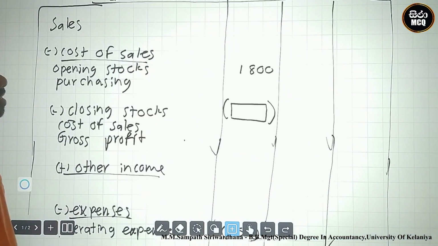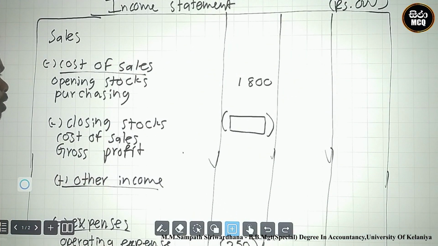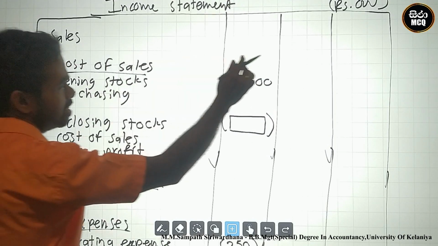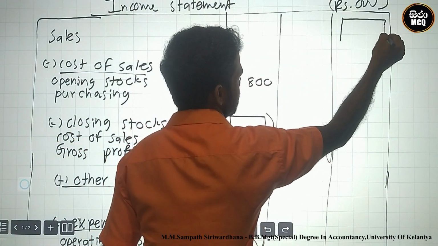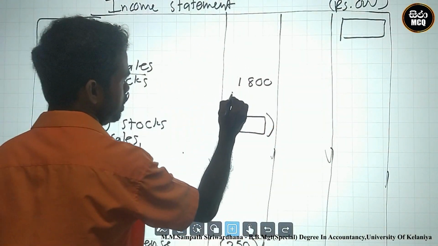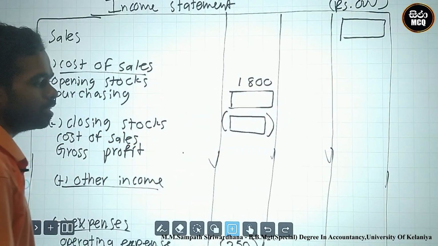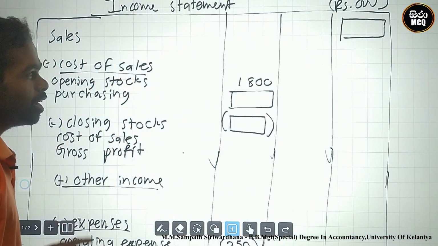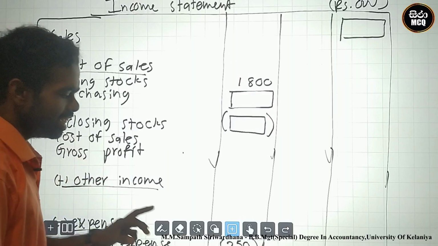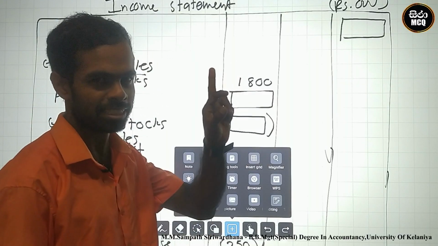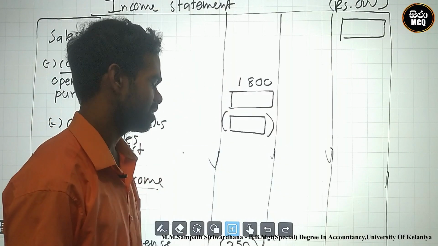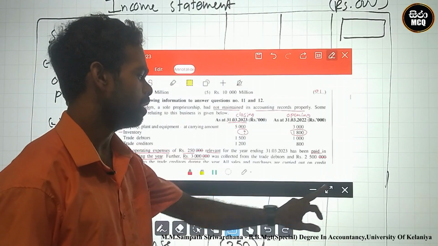We can only find this information. This is the expense, and opening stocks are there. How can we find the sales and purchasing? This is the major point. How can we find the sales? Firstly, I find the sales. Look here.